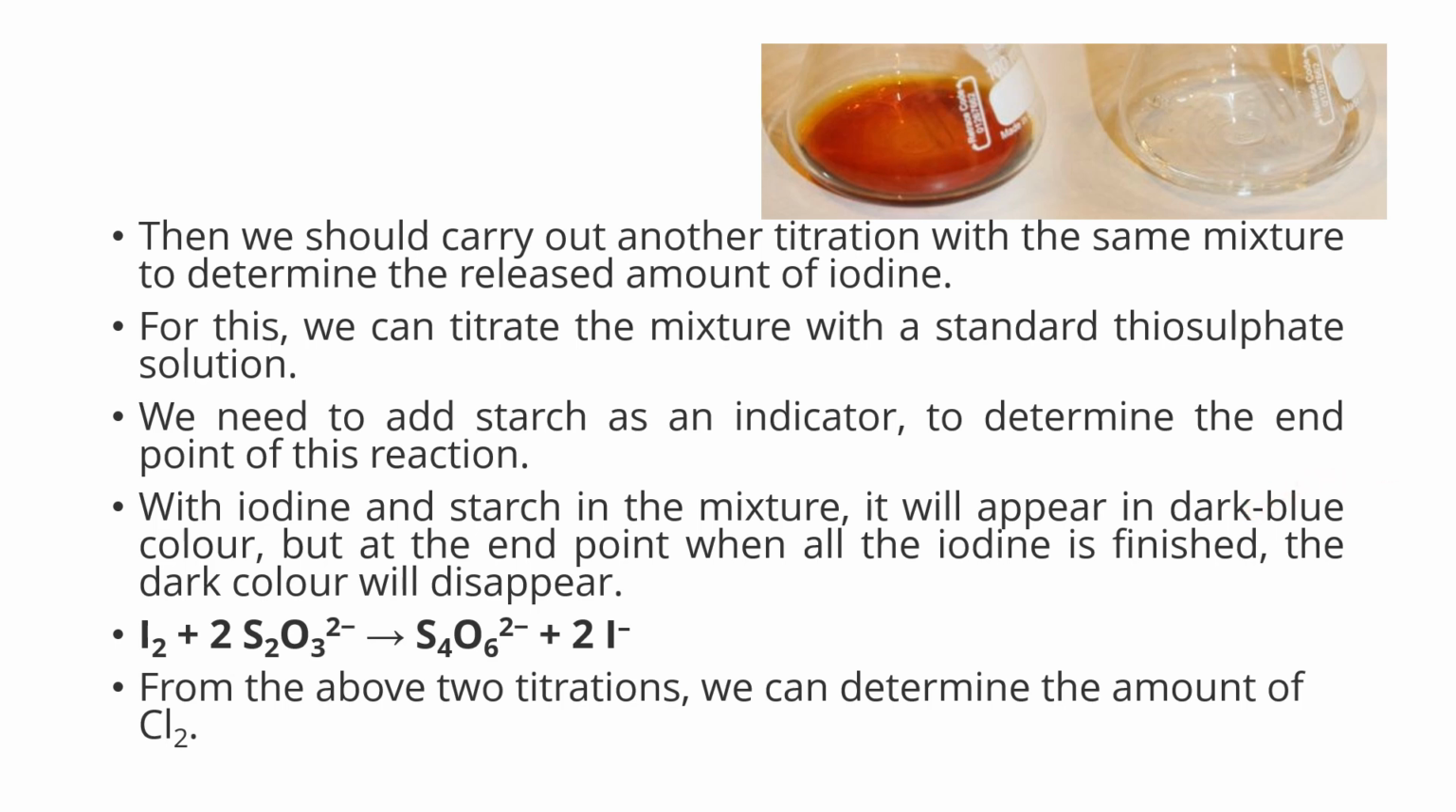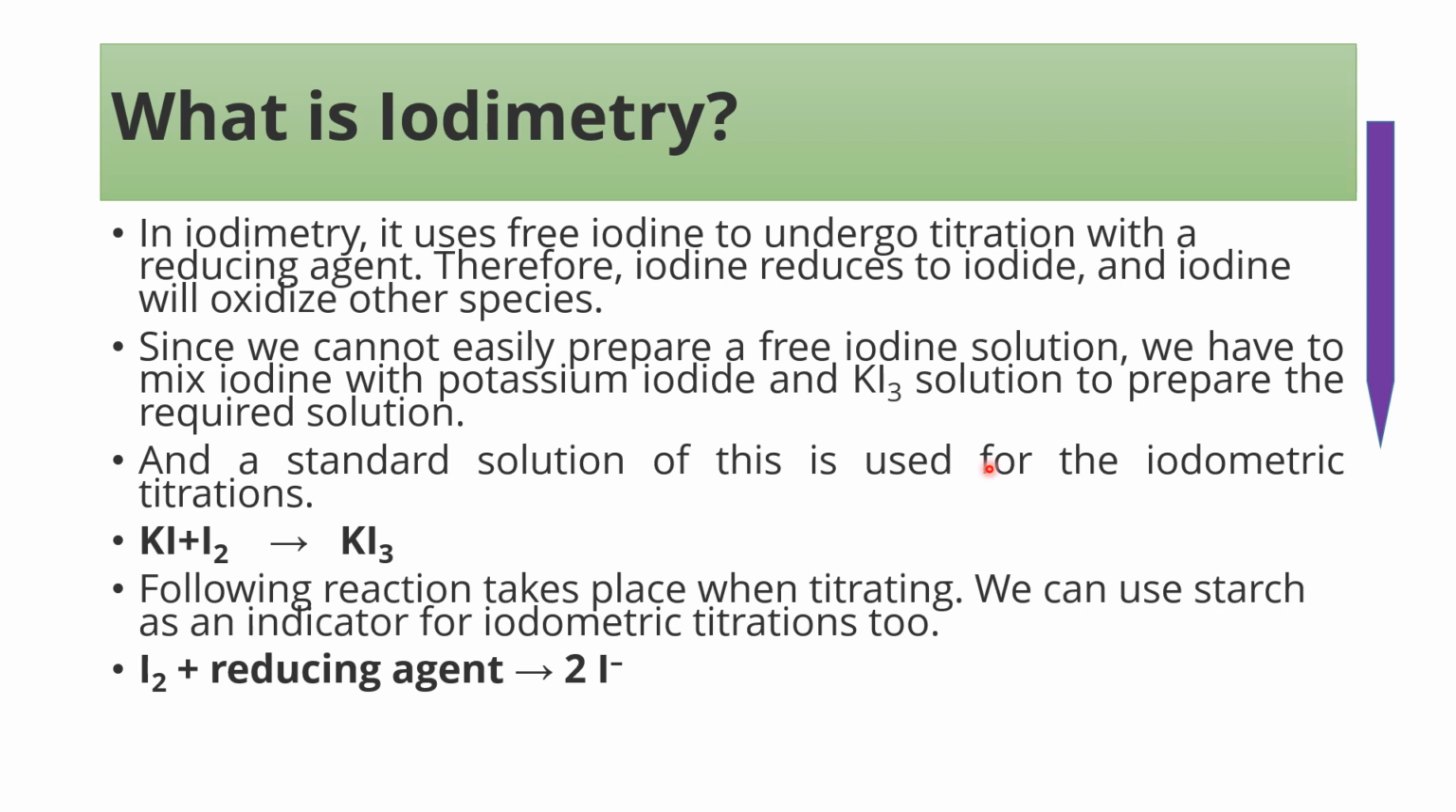Now let us go on to iodimetric titration. Now in iodimetry, we use free iodine to undergo titration with a reducing agent. Therefore, iodine reduces to iodide and iodine will oxidize other species. Since we cannot easily prepare a free iodine solution, we have to mix iodine with potassium iodide to form KI3 solution to prepare the required solution, and a standard solution of this is used for the titration. So KI plus I2 gives KI3, and I2 plus the reducing agent gives you 2I minus.